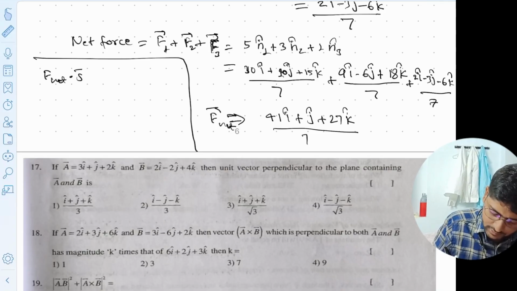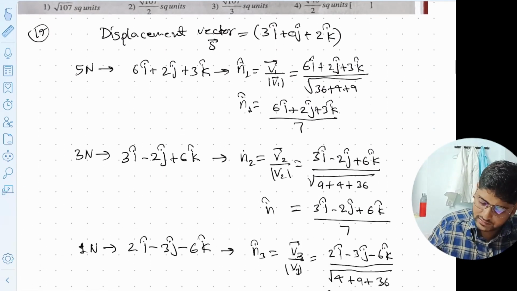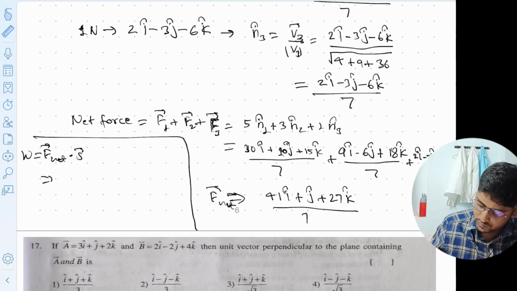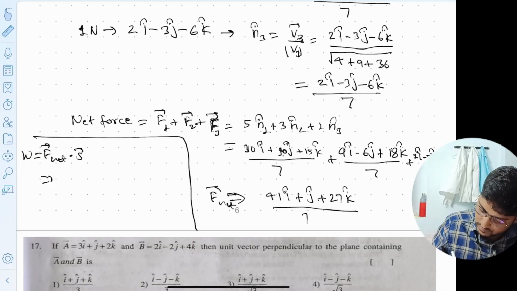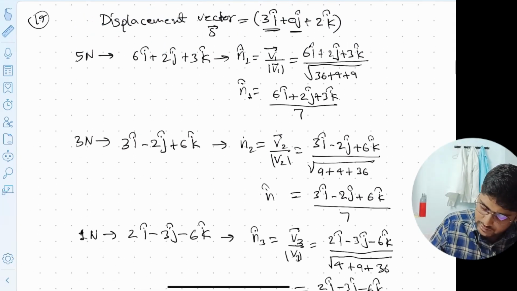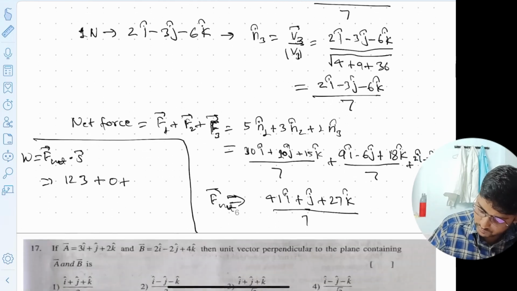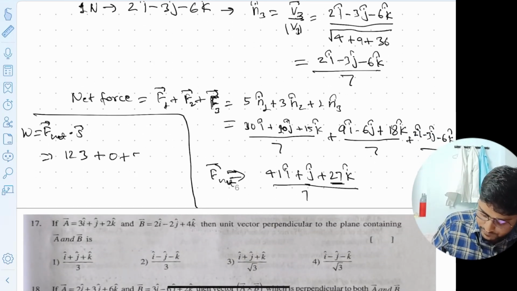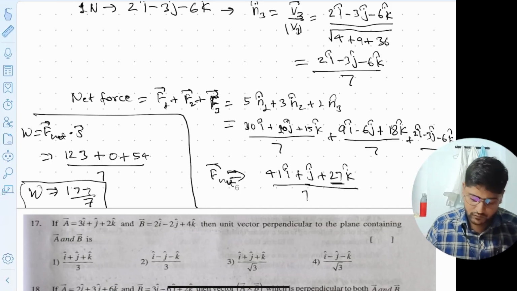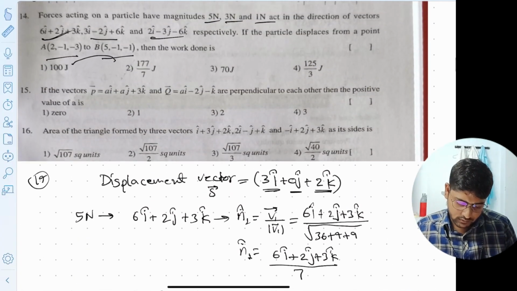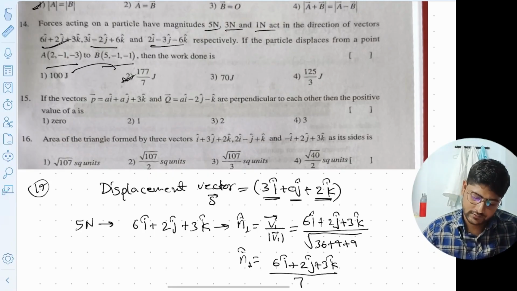F net dot displacement equals work done. So let's do displacement with 3 i cap. 3 into this i cap, 3 into 41 equals 123. After that, plus 0 into j, 0 into 1, 0, plus 2 into this, 2 into 27, 54, and divide by 7. So it will come 4 plus 3 is 7, 5 to 7, 1: 177 divided by 7. Work done equals 177 divided by 7. So 177 divided by 7 is our work done.